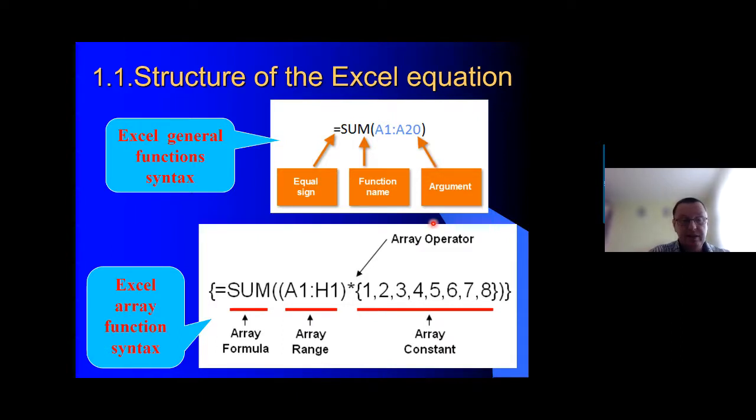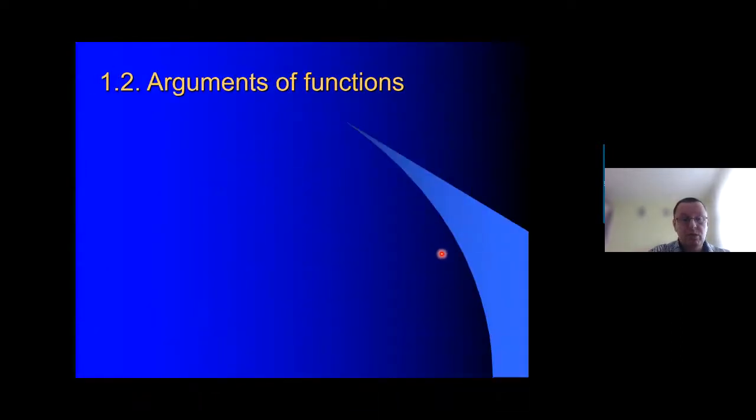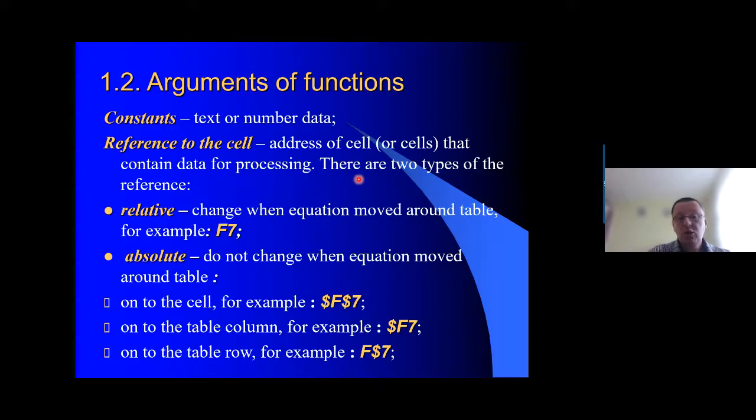Okay, that is almost all about the general usage of functions. So what should be the arguments for a function? Constants like text or numbers, or, what is most often used, a reference to a cell, like the address of a cell or cells that contain data for processing. Sometimes I see students make the mistake of retyping data which is available on the worksheet. It is the greatest mistake possible. If we have data on the worksheet, we must refer to it by using a reference, relative or absolute.